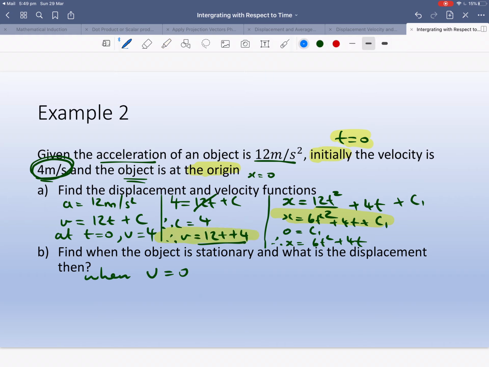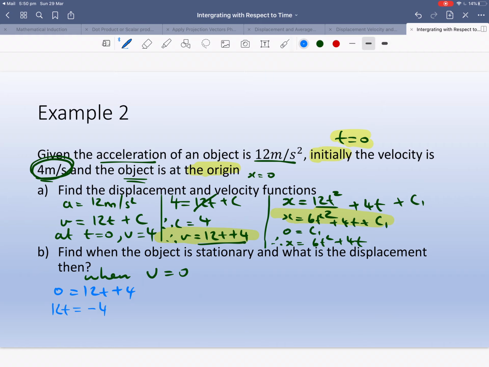So we've got to get our velocity formula, which is there. So I'm going to change colours. So we're going to go 0 equals 12t plus 4. So we've got to solve for that. So we get 12t equals minus 4. Oh, we can't have this. All right. You can't. T equals 0 is the beginning of time. You can't have negative time. So there is no place that this is stationary in this case. We can't have negative time.